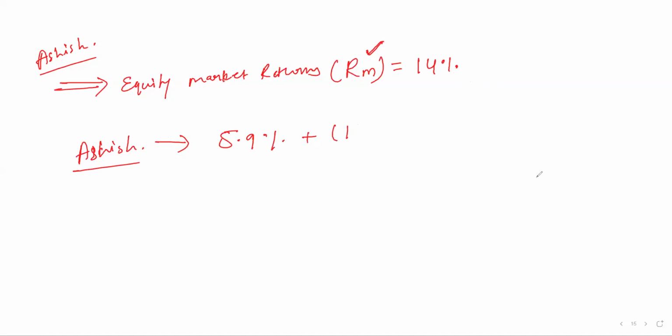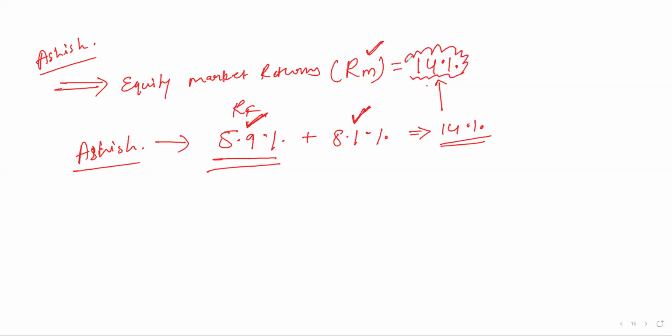Now, excess, what is 14% minus 5.9%? It's basically 8.1%. Correct? 14% minus 5.9% is 8.1%. Ashish says to me that, sir, I already gave you 5.9% return. That is return from a risk-free asset. I will give you the excess return that market gives. It means that I will give you 8.1% extra return as compared to risk-free asset, so that you get the 14% return, the same return that market gives. So if risk-free asset is giving me 5.9% return, Ashish is giving me 8.1% extra return, I would be able to generate the returns that market is generating.